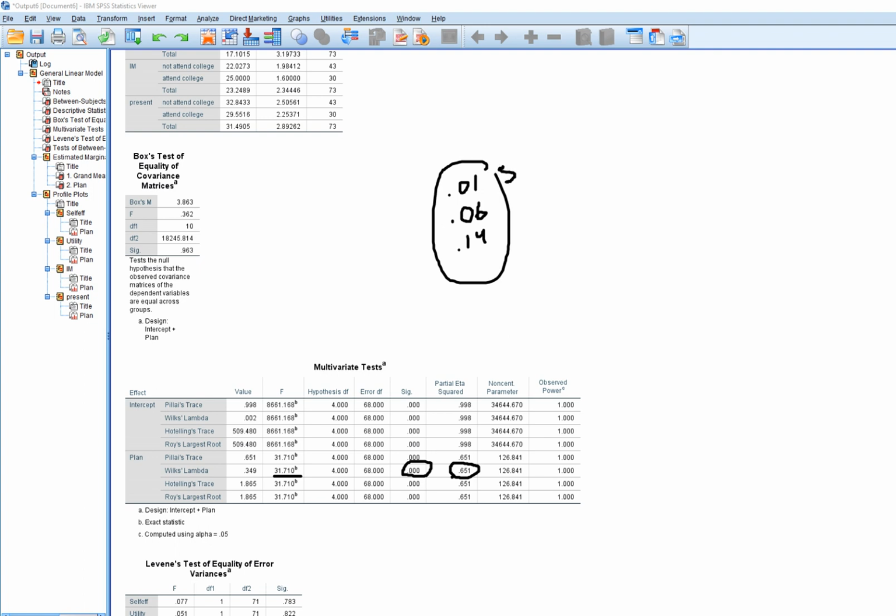small, medium, and large effects. So using Cohen's standards, we're going to use 0.01 for small, 0.06 for medium, and 0.14 would indicate a large effect. You can see right here that the multivariate effect would be considered large in our analysis.